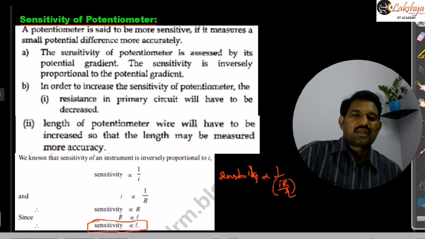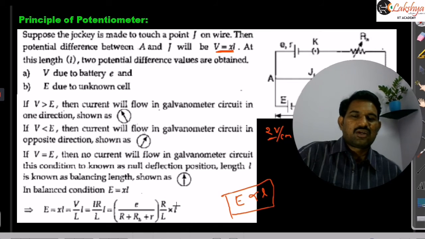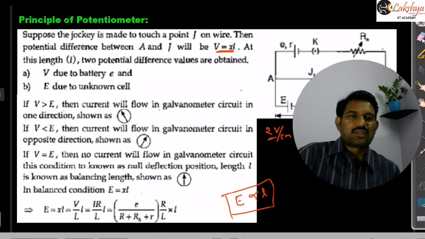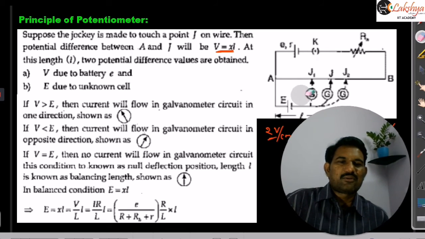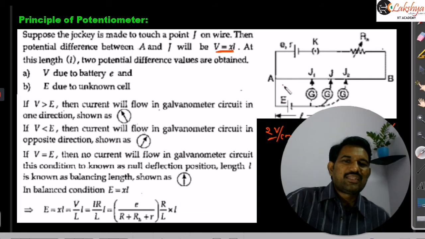And here, while we are discussing the principle of the potentiometer, remember this one point. Sometimes they will give a problem where all the data in the primary circuit remains constant, and they will change only the length of this wire.